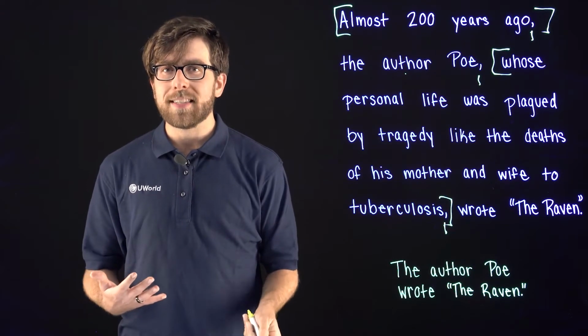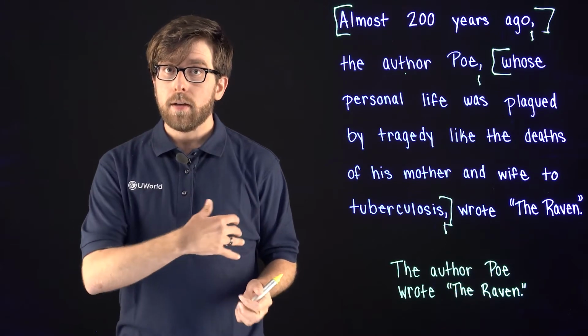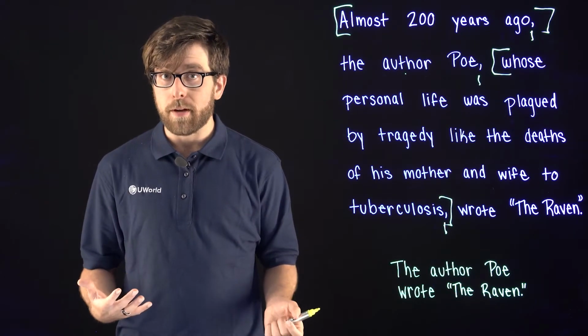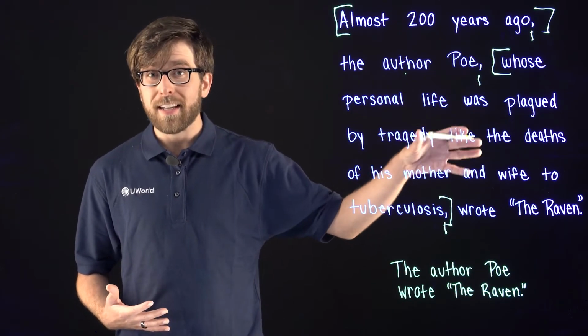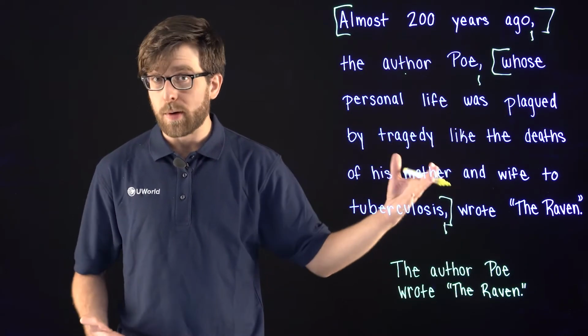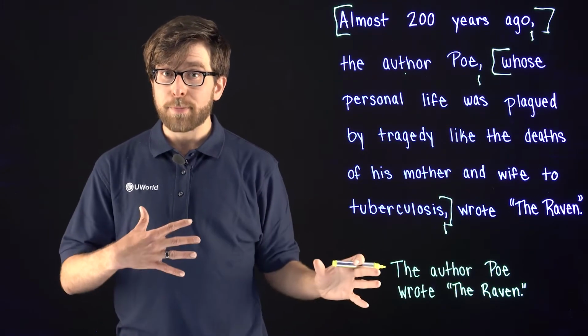And what that means is that you couldn't just write whose personal life was plagued by tragedy, period, without having other information this is describing. The long and short of that is really that we can mark this off as not the independent clause, it's just parenthetical information describing the rest of the sentence. In this case, describing the author Poe. So let's move on to the last piece of the sentence.